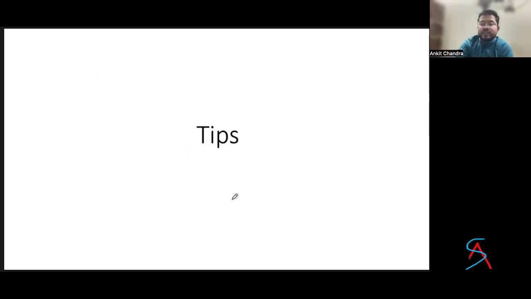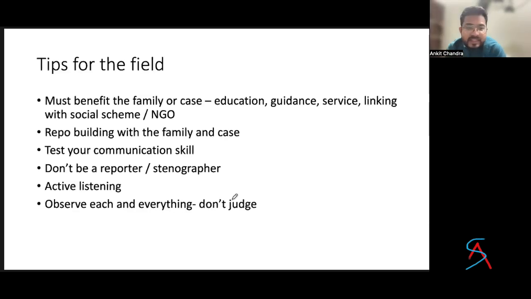So here now I want to give you some tips for the field. One is that your visit should be helping the family or the case. Try to educate the family, give them some guidance, help them, link them with some NGO schemes or your hospital. Have good rapport building with the family initially. Do not start penning down everything, because then you will lose the contact.